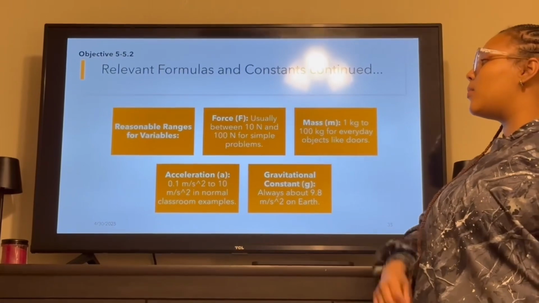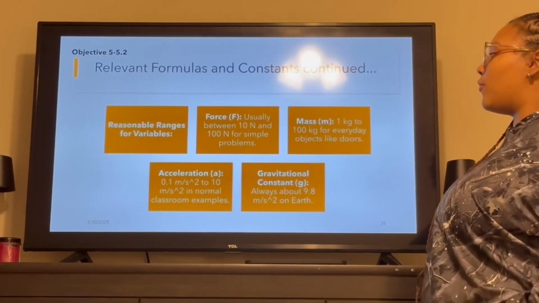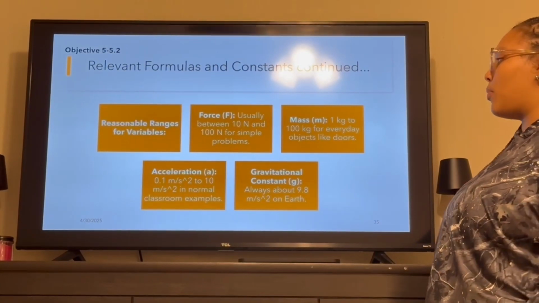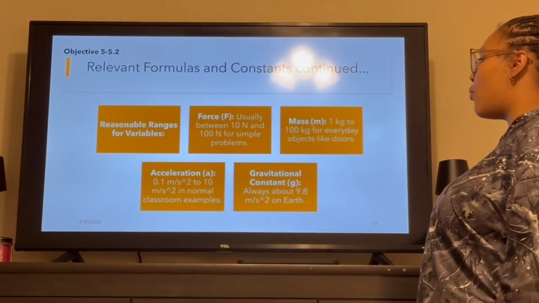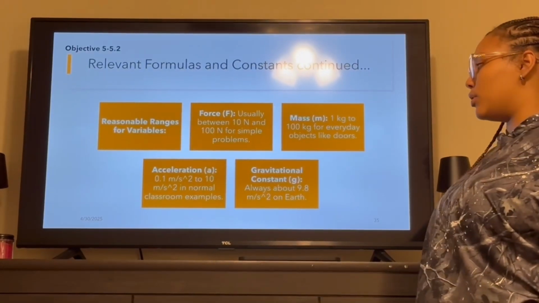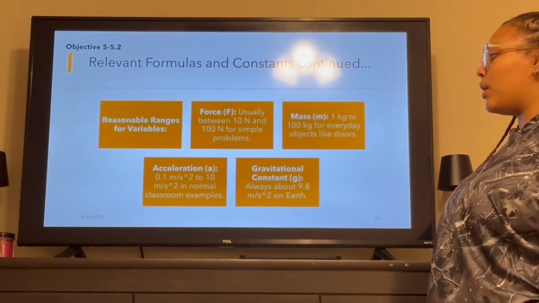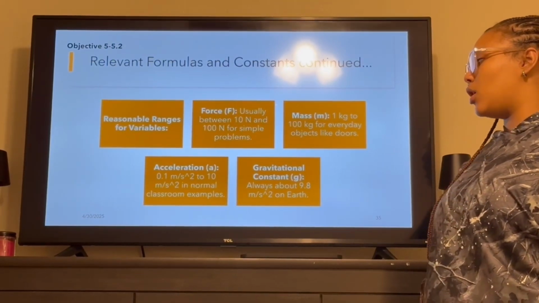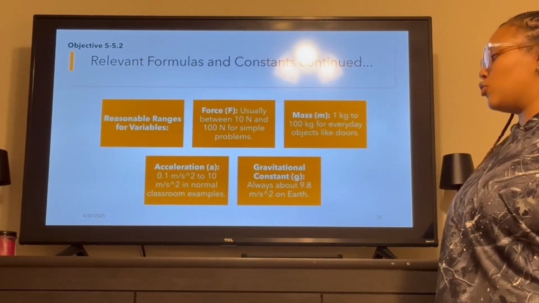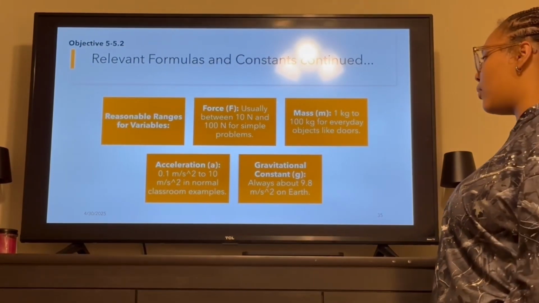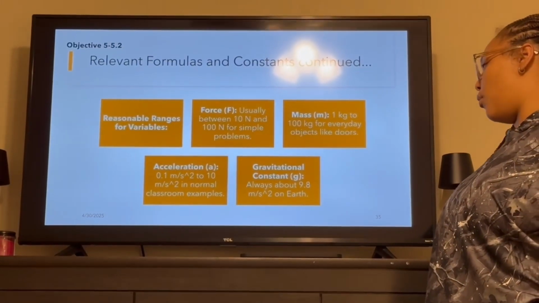Reasonable ranges for variables. Force, usually between 10 newtons and 100 newtons for simple problems. Mass, 1 kilogram to 100 kilograms for everyday objects like doors. Acceleration, 0.1 m/s² to 10 m/s². In normal classroom examples, the gravitational constant is always about 9.8 m/s² on Earth.